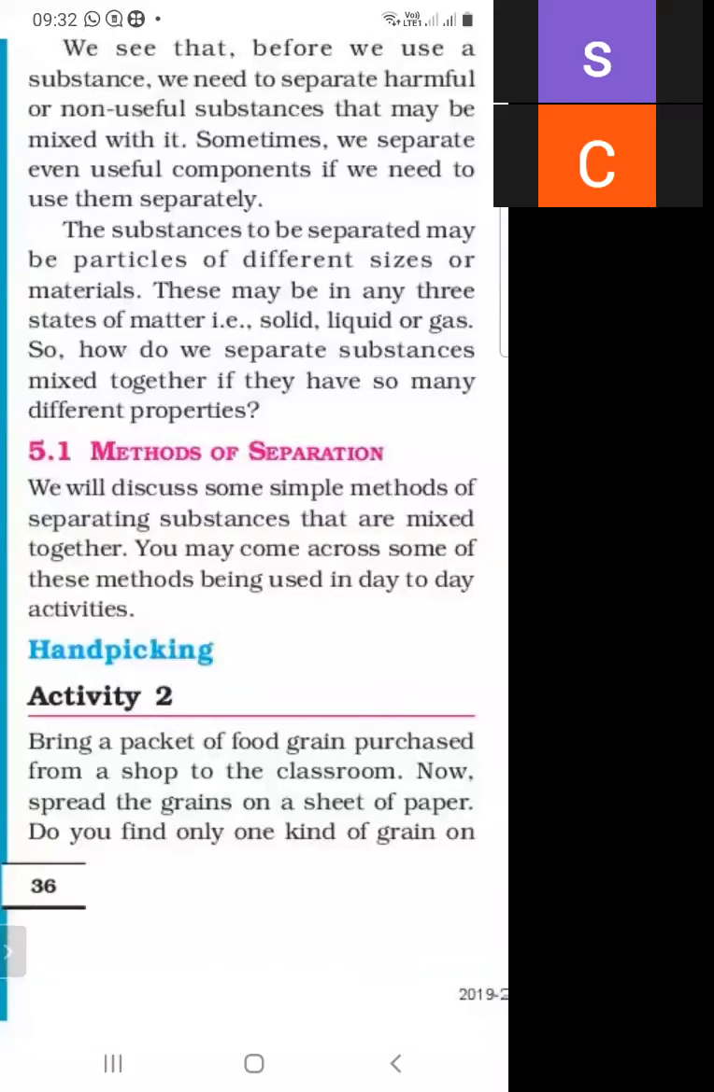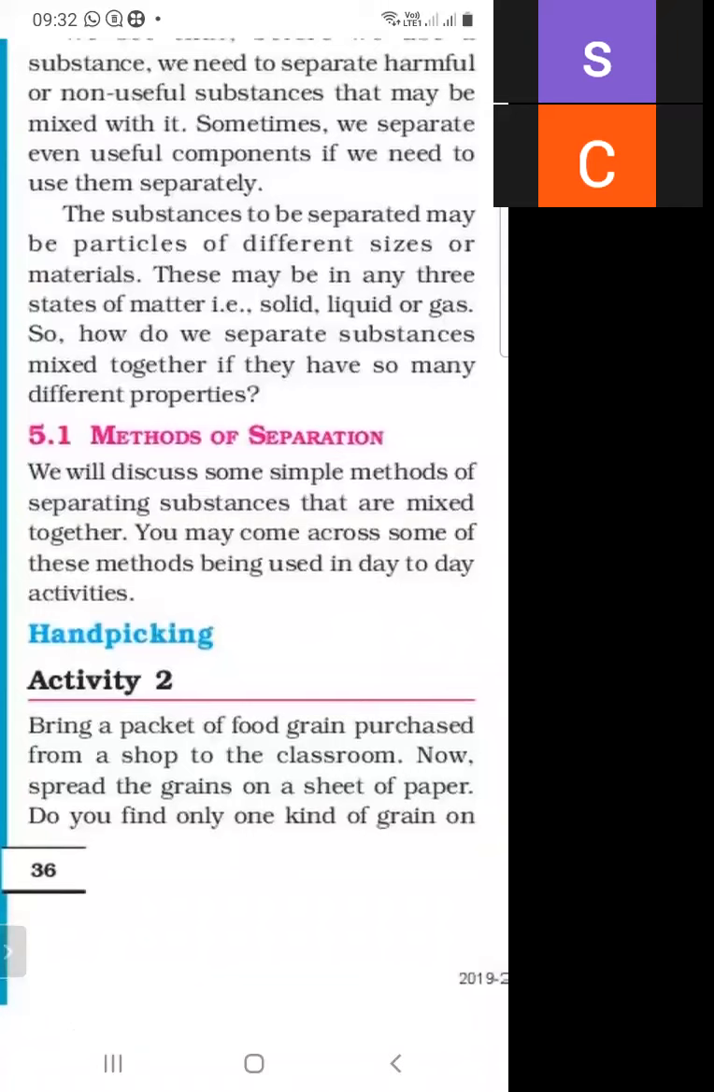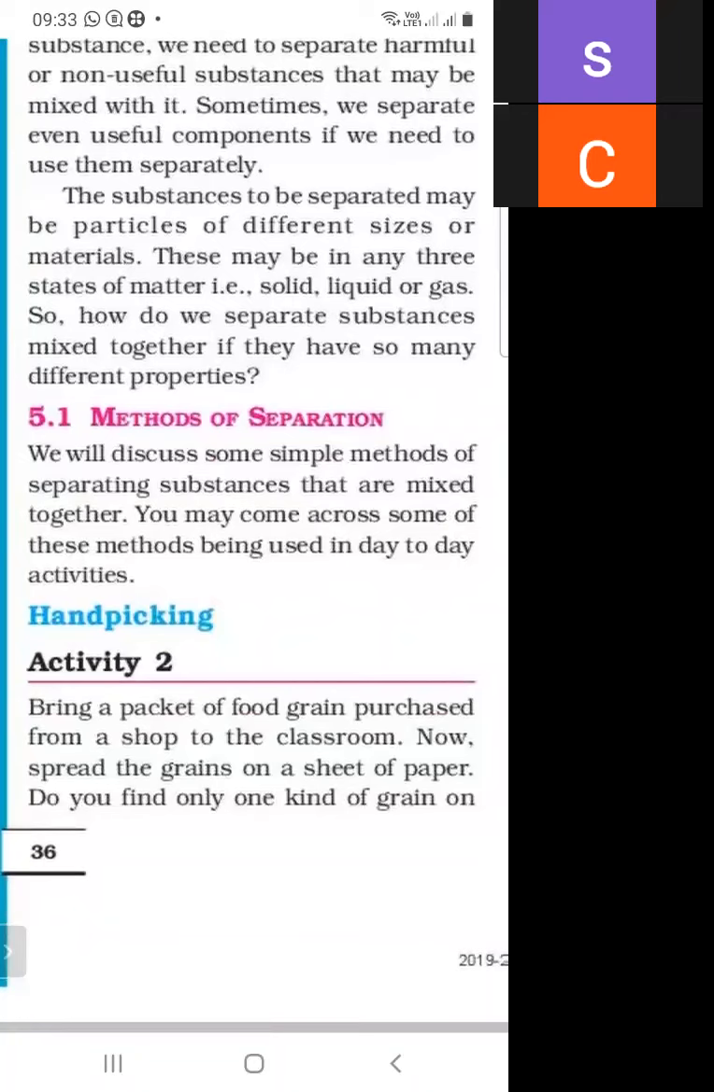And what do you mean by hand picking? In this method, we pick unwanted substances with the help of our hands. So this process is called hand picking. This is the first method of separation.